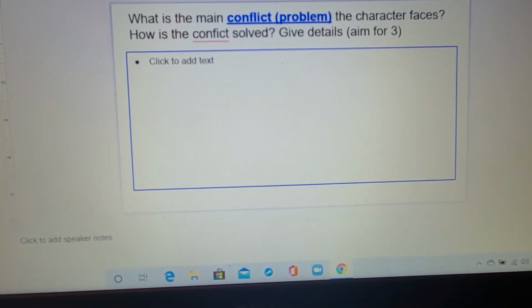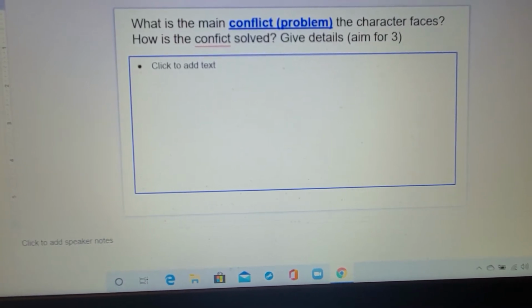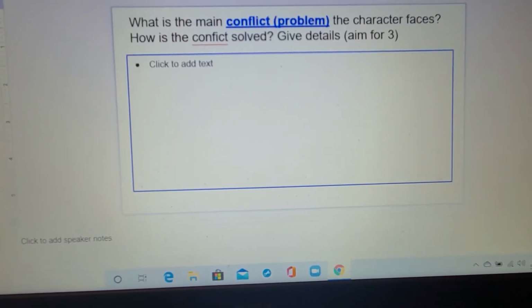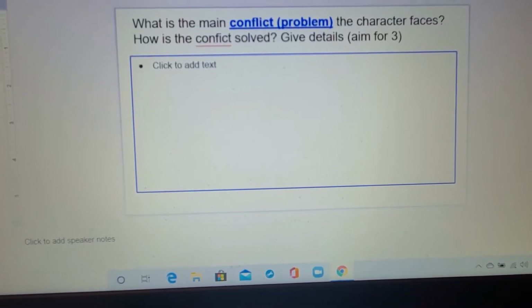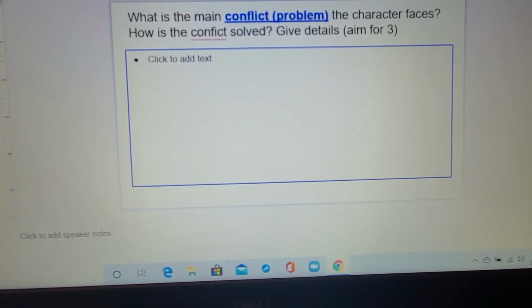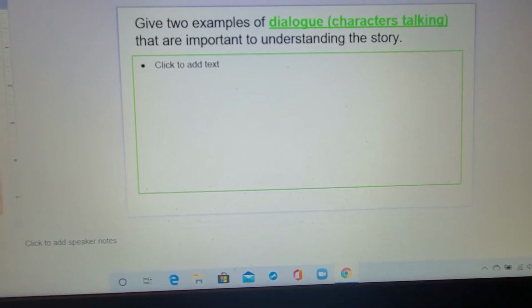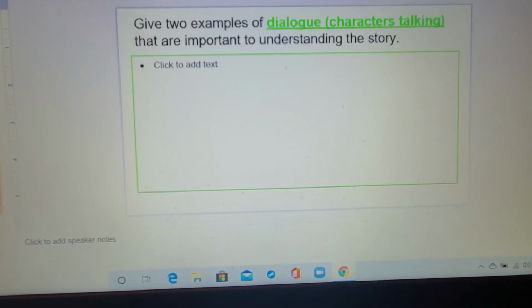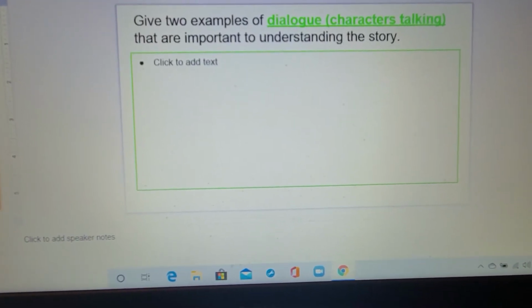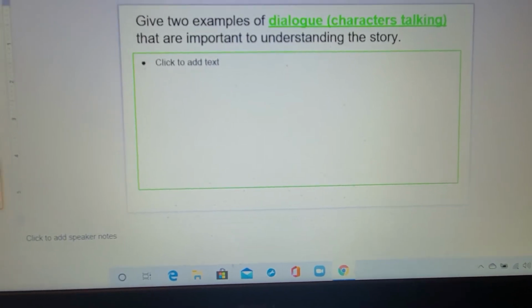The main conflict is the problem the character faces, and how is the conflict solved? So I want you to try to think of 3 details that focus on the main problem, how the character deals with it, and what was the solution to it. And then dialogue. That's where the characters are talking. I want you to find 2 examples of powerful dialogue that will be important to understanding the story.